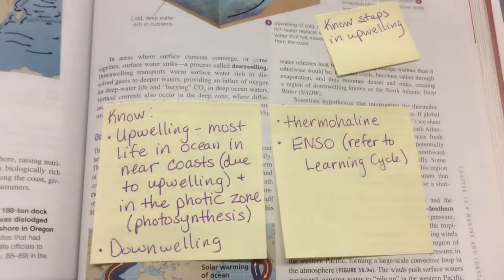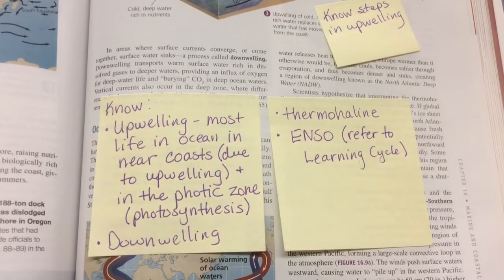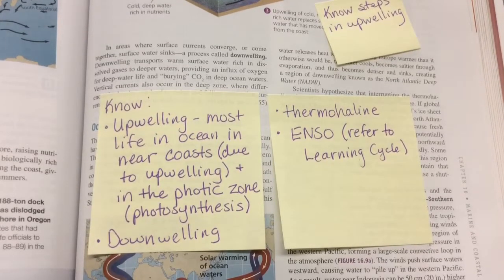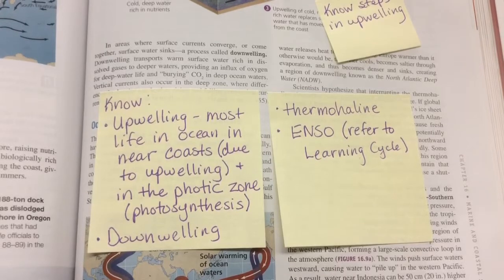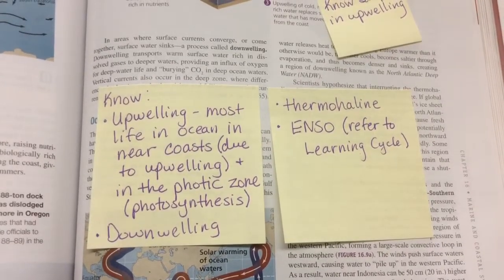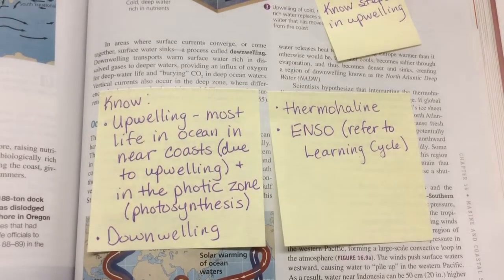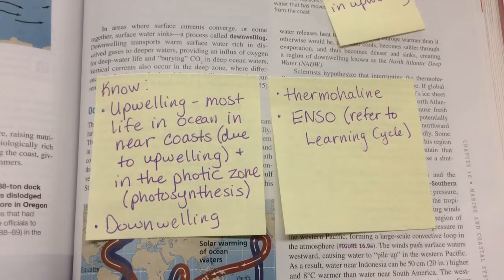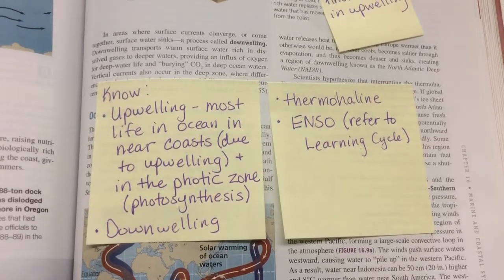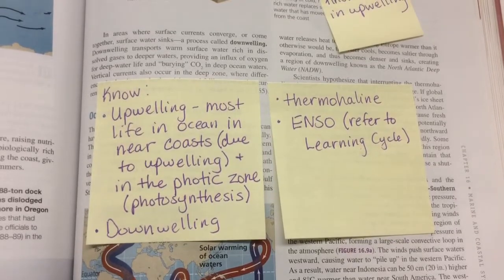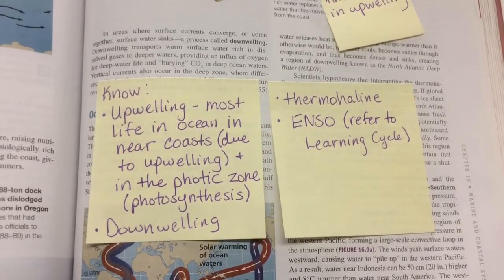So upwelling. Most life in the ocean is near the coasts due to upwelling and in the photic zone because of photosynthesis. The photic zone is the top zone of the ocean. Downwelling is the opposite of upwelling. Know what thermohaline is and know what ENSO is. Now ENSO is El Nino, so refer to the learning cycle that we did when you are studying about El Nino.